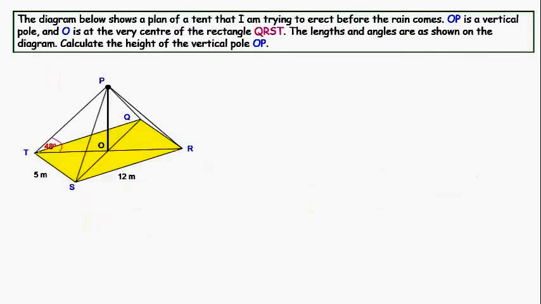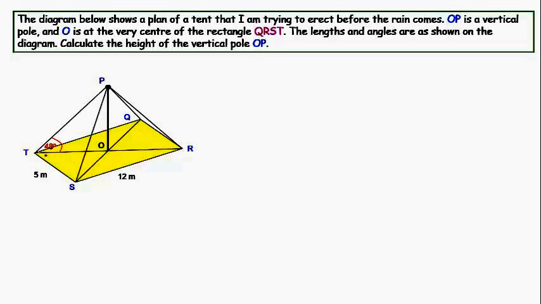Okay, so we'll just do one example. The thing is, you need to do a few different ones from the textbook for this because there's so many different shapes that you could be dealing with, but we'll just have a look at this one here. So here we have a plan of a tent that we're trying to set up. OP is a vertical pole that you need to set up the tent with, and what we want to calculate is the height of that pole.